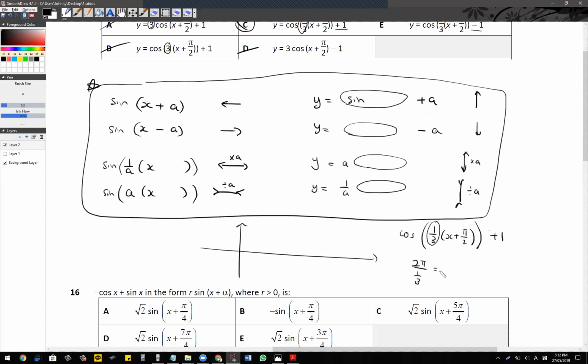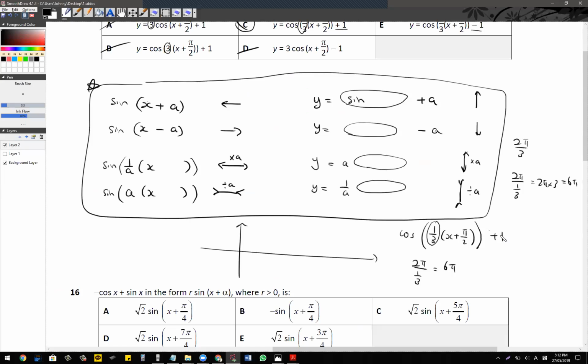Do you know how much that is? You need to know how to figure this one out. When you have 2 pi over 3, that's just 2 pi over 3, isn't it? But when you have 2 pi over 1 over 3, this is actually 2 pi times by 3. So this is 2 pi divided by 3. This is 2 pi over 1 over 3. That's 2 pi times by 3, so it's 6 pi. So that's going to be the period.